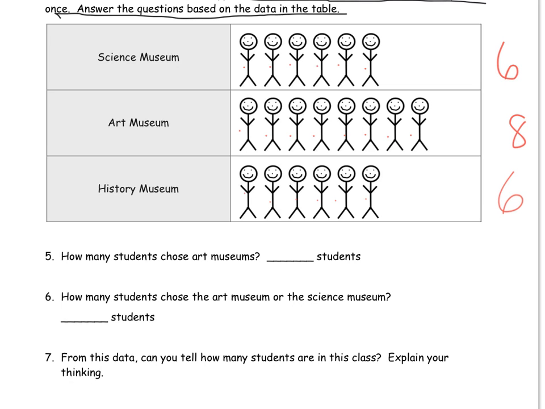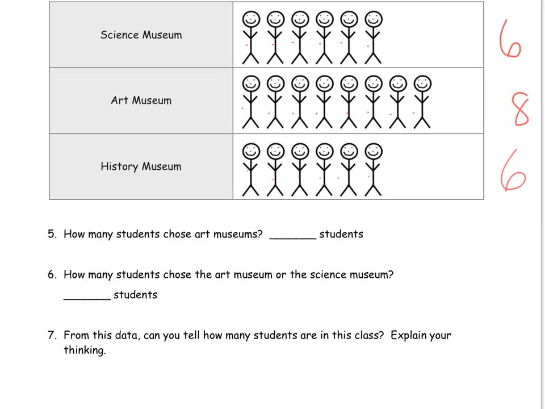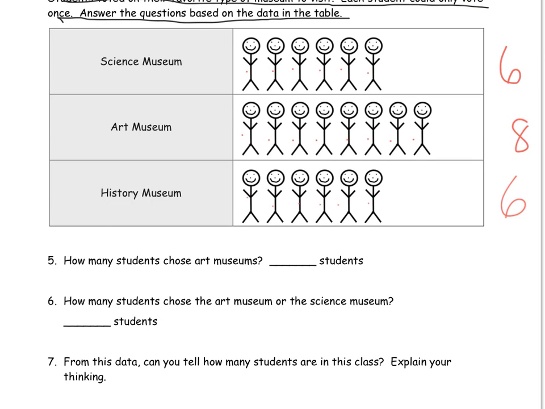Now I'm going to take a look down at the questions below and start answering these. How many students chose art museums? I already have that figured out, and that's 8 students because I counted my tally marks there, or the represented votes. Number 6, how many students chose art museum or science museum? I'm going to look at art museum and I see 8, and then science museum is 6. So I'll add those 2 together to get 14. So 14 students chose the art museum or the science museum.